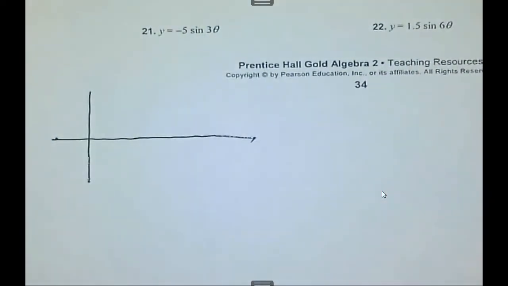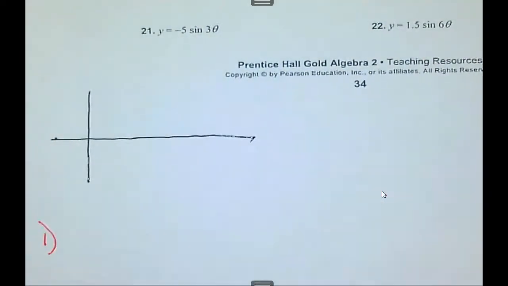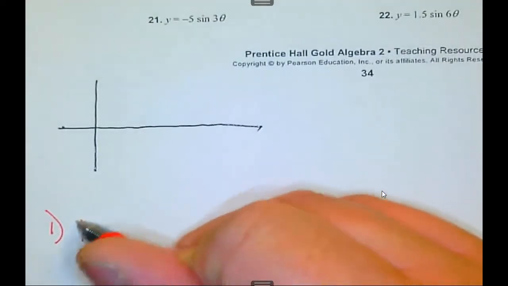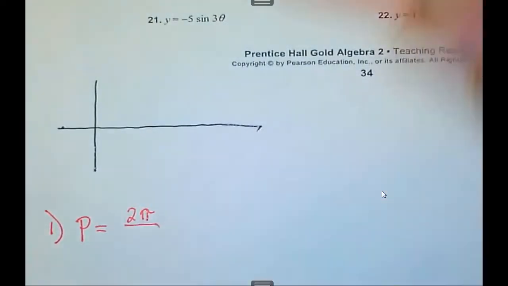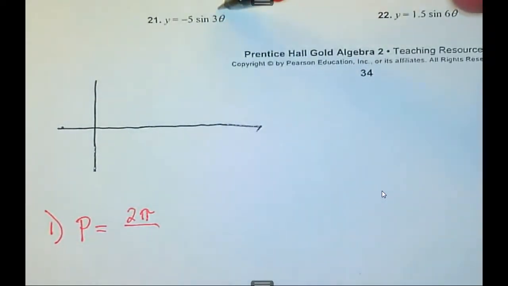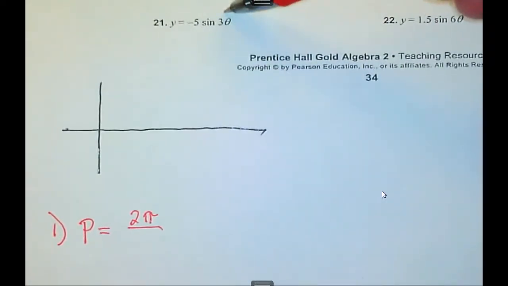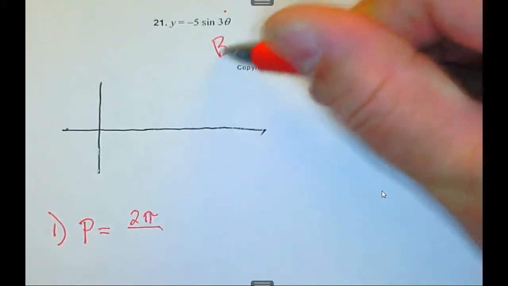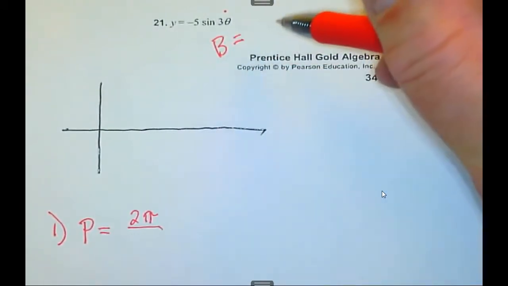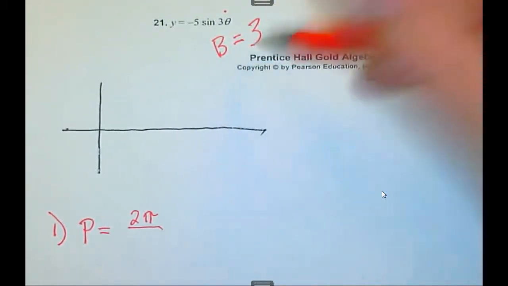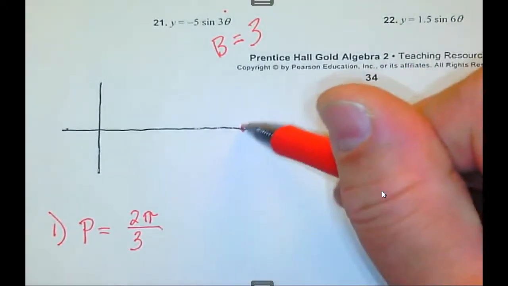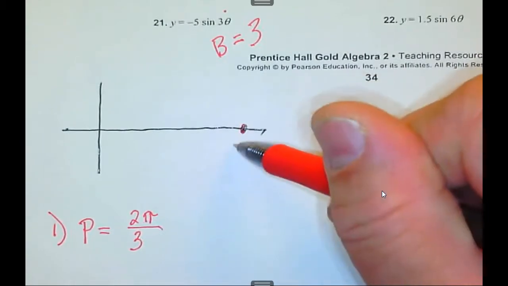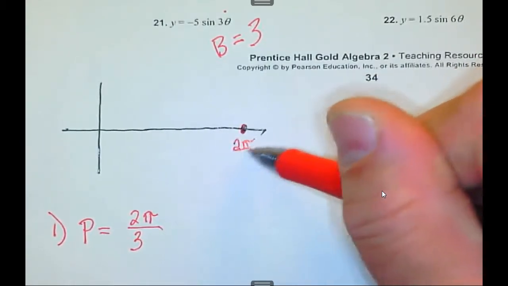All right, step 1. Find the period. 2 pi. What's my b? 3. 2 pi over 3. So that's where it ends. 2 pi over 3.